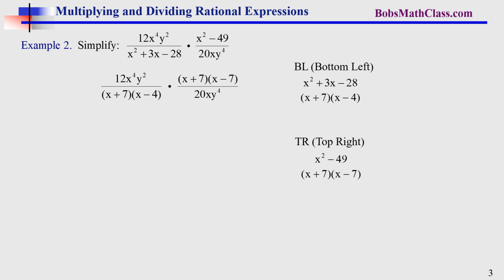And then we can use our rules for exponents. There's 4 x's on top and 1 on the bottom. So that leaves us with 3 on top. And there's a y squared on top and a y to the fourth on the bottom. So that'll leave us with a y squared on the bottom. So the x plus 7 cancel. Divide the 12 and 20 by 4. That gives us 3 and 5.